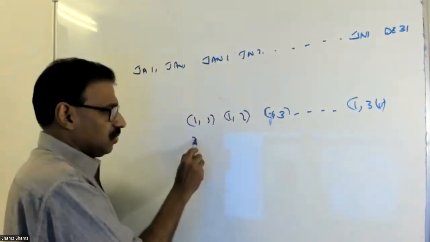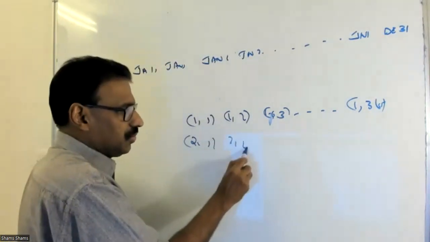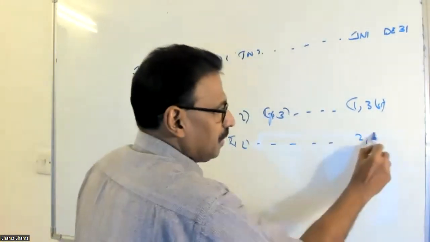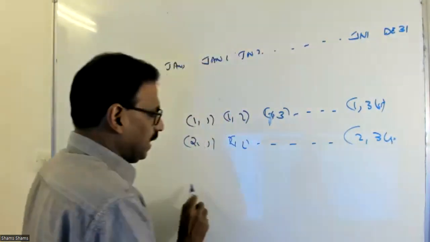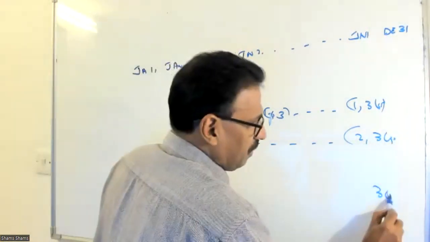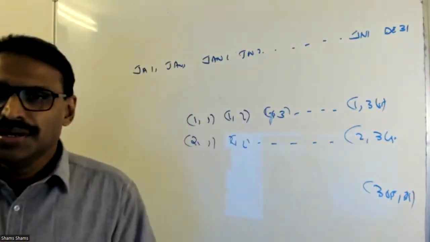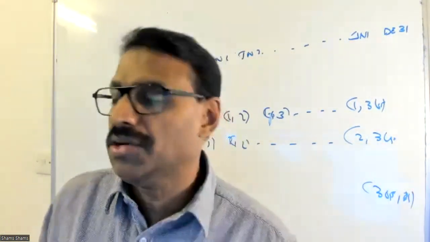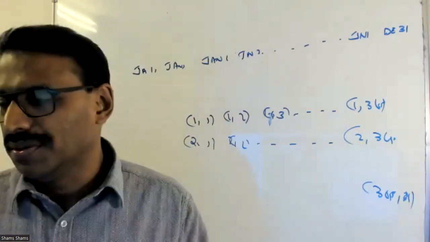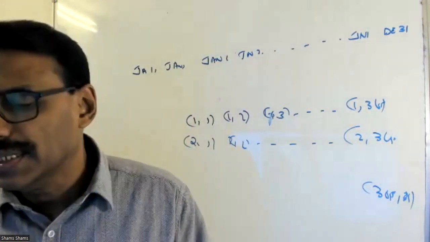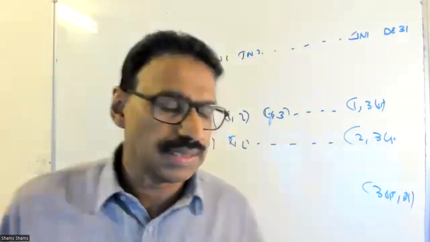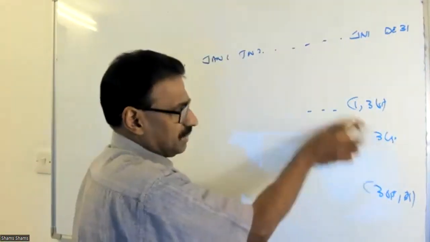1, 1, 1, 2, 1, 3, etc., 1, 365. Again 2, 1, 2, 2, etc., 2, 365. The last ending, 365, 365. Then how many possibilities? 365 into 365 chances there are. Clear or not? Yes. The total chances is 365 into 365 chances.